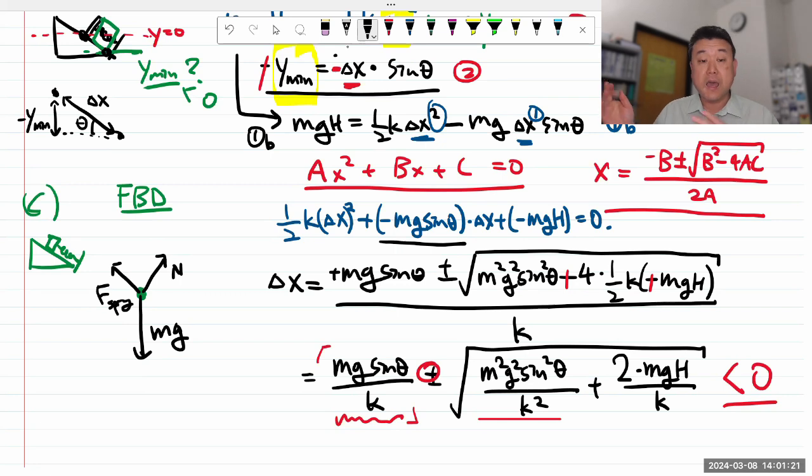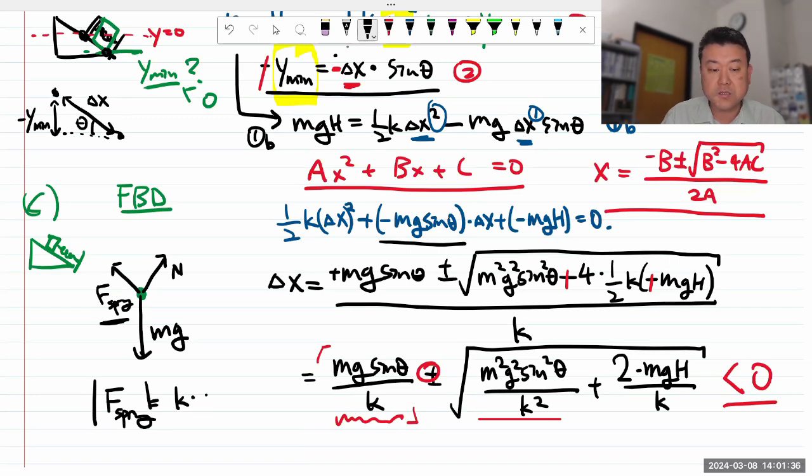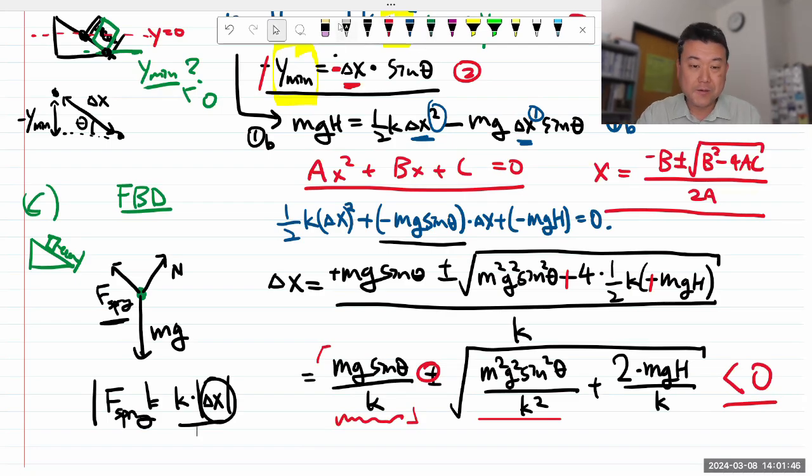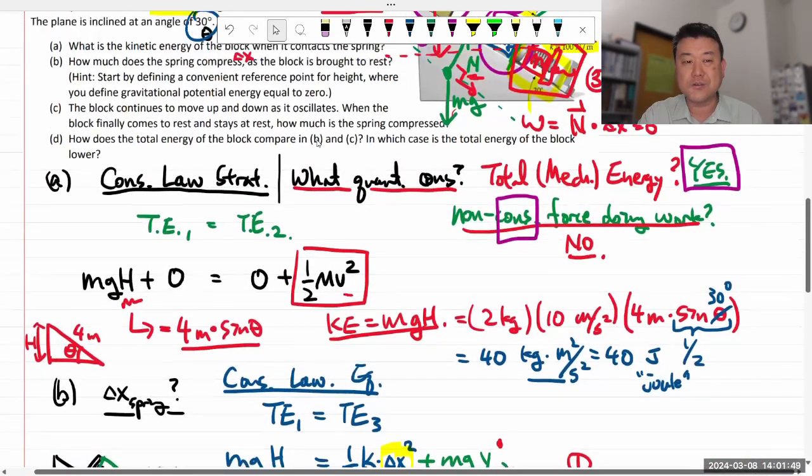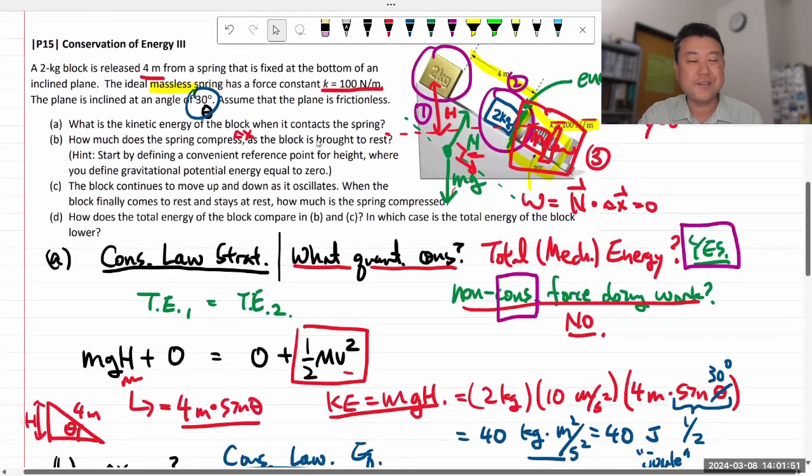What I do say is that after you go through the standard strategy and have spring force worked out, the magnitude of the spring force is equal to the spring constant times the magnitude of the delta x. So once you have the spring force, then you can solve for delta x that way. That's part C. It's a bit of a sneaky question again because it's asking you for a force analysis question in an energy conservation chapter. So how does the total energy of the block compare in B and C?